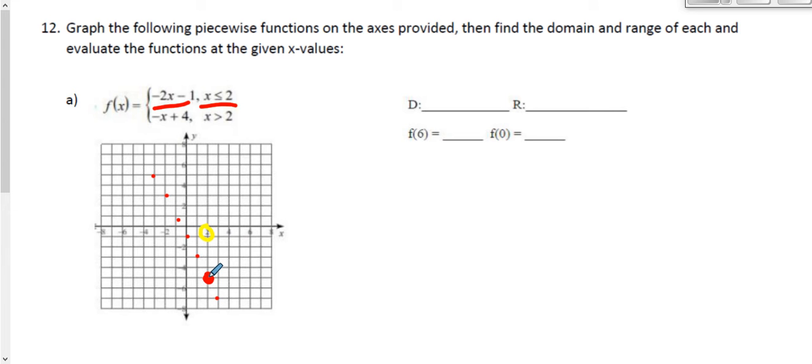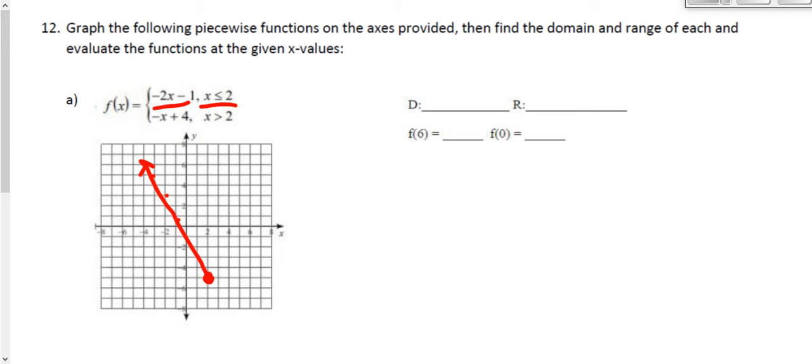Now my x values are less than 2 when I go to the left on my graph. So I'm only actually going to fill in the line on the left side of this graph. Here we go. So the left side of my graph is all that I care about. Now I can either go back through and erase this last dot or leave it there as long as the only line I filled in is the line to the left of the number 2.